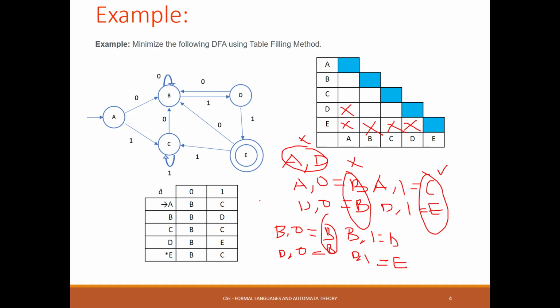So what we can do, since B comma 1 is equal to D and D comma 1 is equal to E, we will check these cells. D comma E is X, so we can mark B comma D as X here. Okay, now we have to check for other cells also. Likewise you have to check. Okay, we'll check one by one.